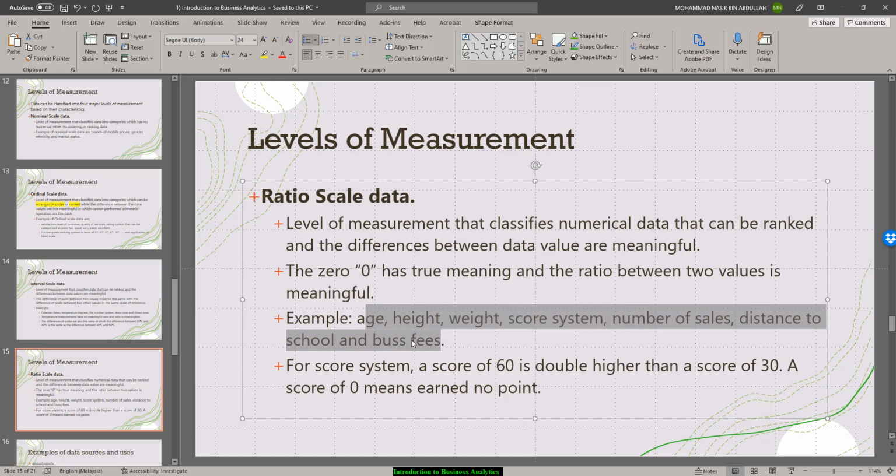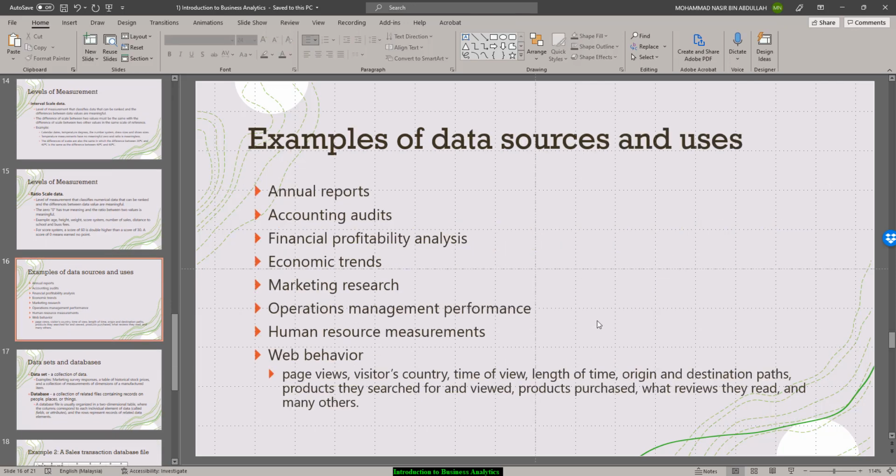ratio scale. So in ratio we can subtract. Subtract means the distance from, let's say, 10 to 20 kilometers. 10 and 20 kilometers, we can say 20 kilometers is 100% more than 10 kilometers. For example, right? Or 10 kilometers more than 10 kilometers. Right. So now let's look into examples of data source and uses.